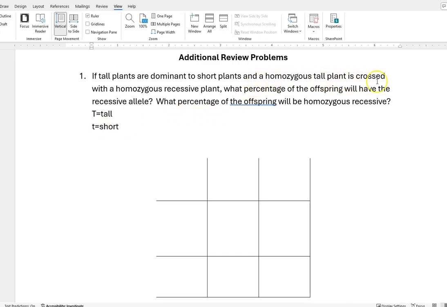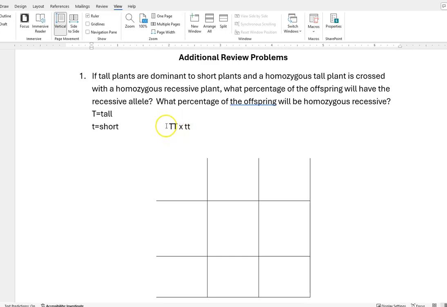It says a homozygous tall plant is crossed with a homozygous recessive plant. So homozygous tall is our genotype. If it's homozygous, it has two alleles that are the same, and since it's tall, it will have two capital T's. And we're crossing this with a homozygous recessive plant. Once again, we have two alleles that are the same, but it's the recessive allele, so we'll have two lowercase t's. So that's our two parents in this case. Now it asks what percent of the offspring will have the recessive allele.